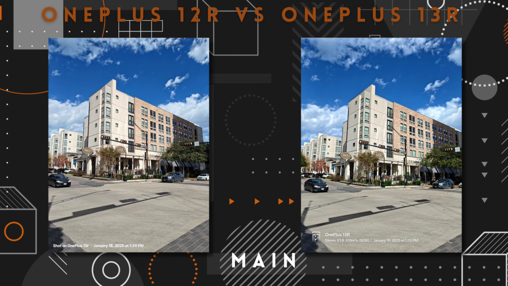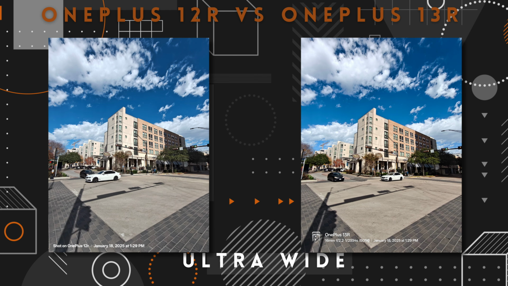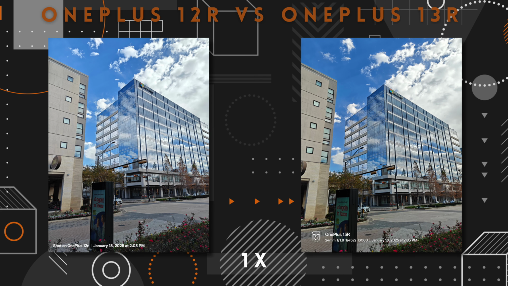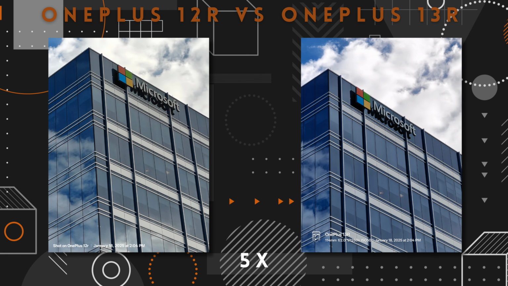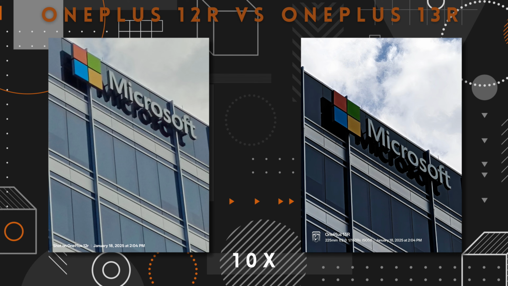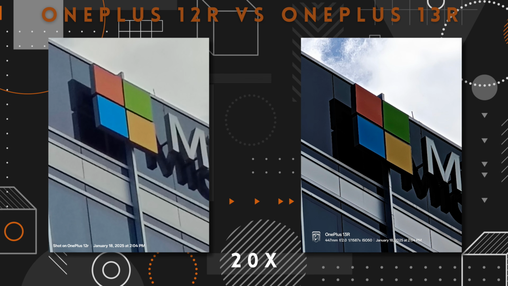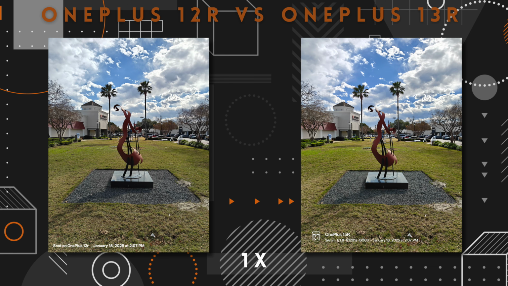So here we got some ultrawide shots using these cameras, and they both perform pretty good. 8 megapixel ultrawides. Now we're going to try to zoom in. Now the 13R does have a telephoto lens, so we're going to see exactly how it does with digital zooming and optical zooming. Now here we go. A little bit more of a clearer image on the 12R, but comment down below which one you thought looked better.